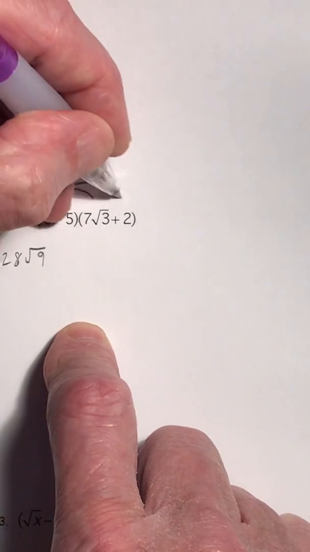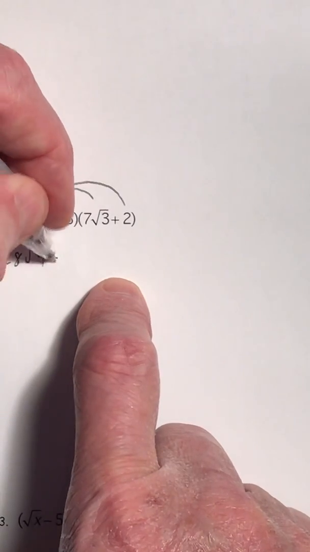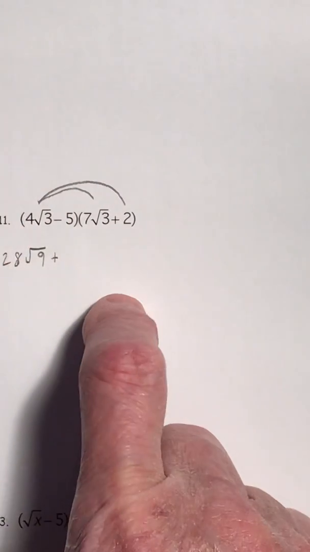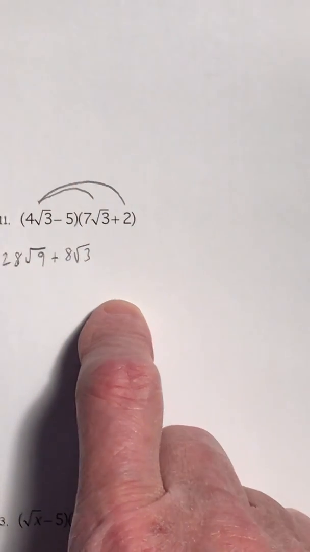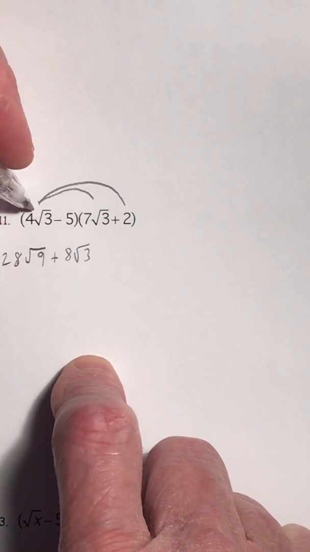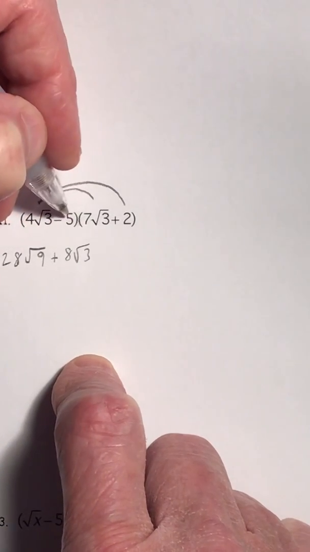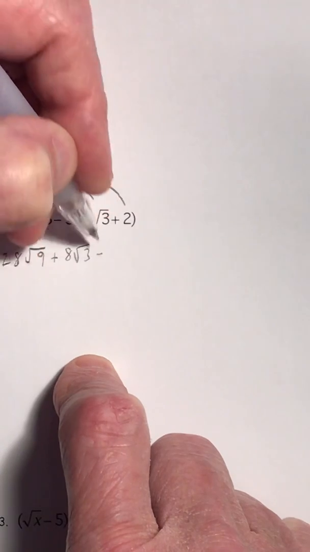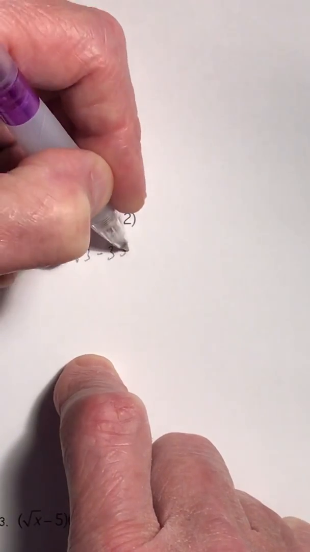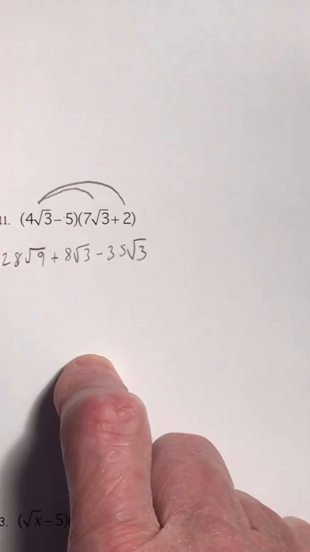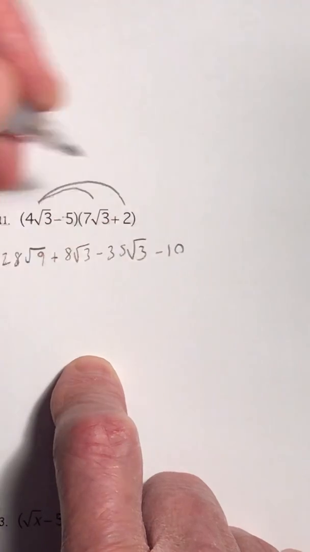Now I do those multiplied together, and it's plus 4 times 2 makes 8. So it's 8 square root 3. We're done multiplying by 4 root 3. Now I'm multiplying by minus 5. Minus 5 times 7 root 3. The minus 5 times 7 makes a 35. And the square root 3 stays with us. And finally, minus 5 times plus 2. I get a minus 10.